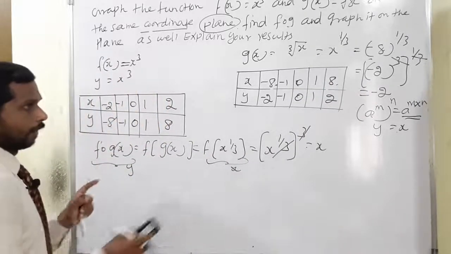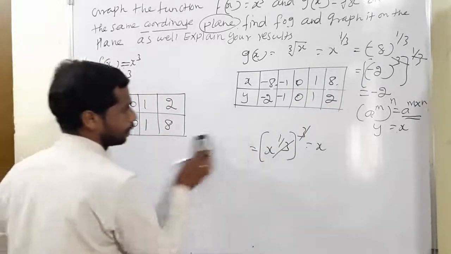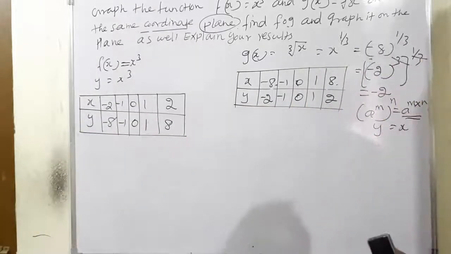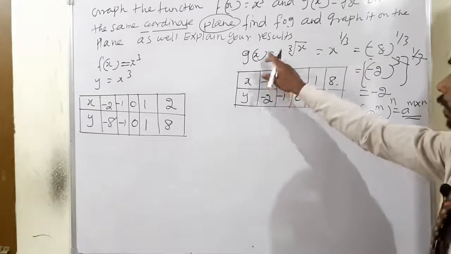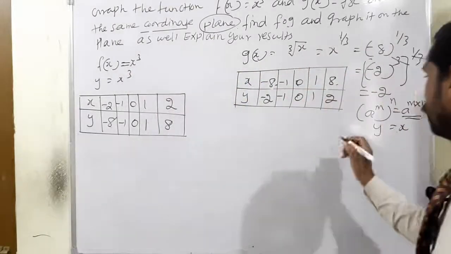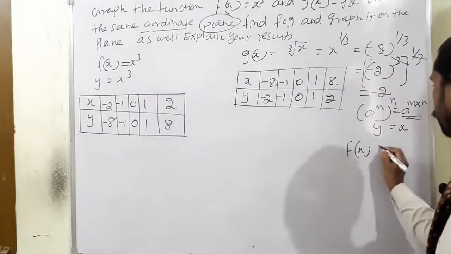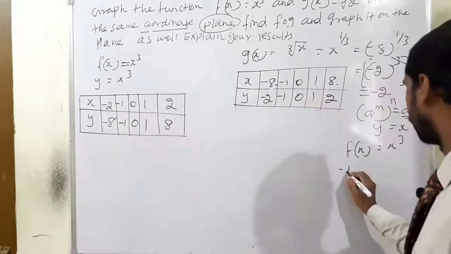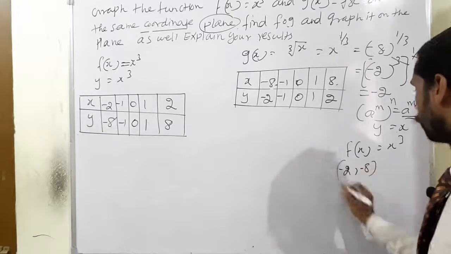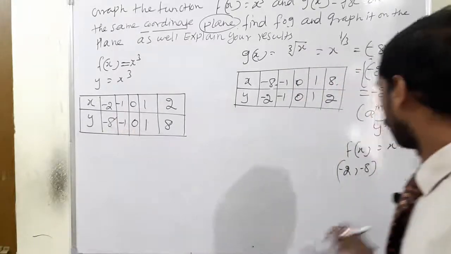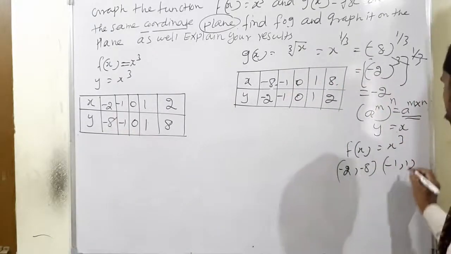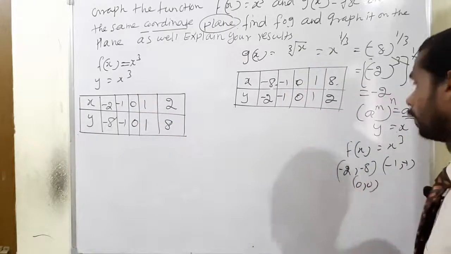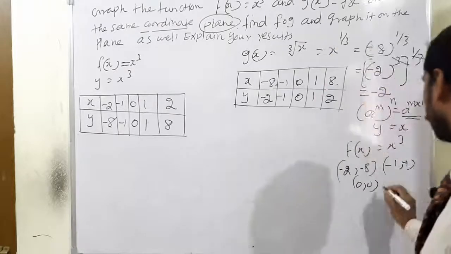The final one, I need the space, so I will write it here. This is our first coordinate set. So f of x is equal to x cube means what are the points? Minus 2 comma minus 8, minus 1 comma minus 1, 0 comma 0, then 1 comma 1, 2 comma 8.